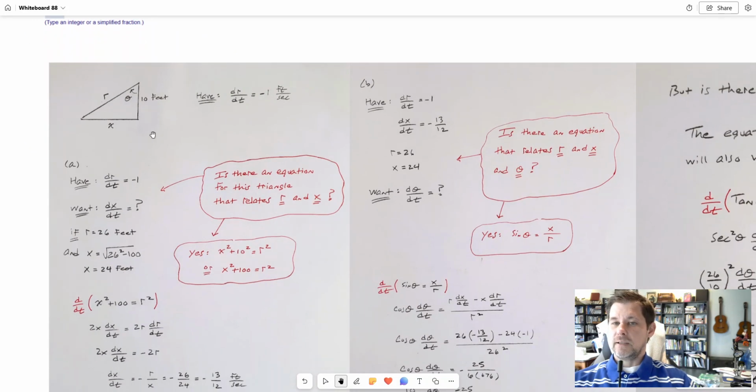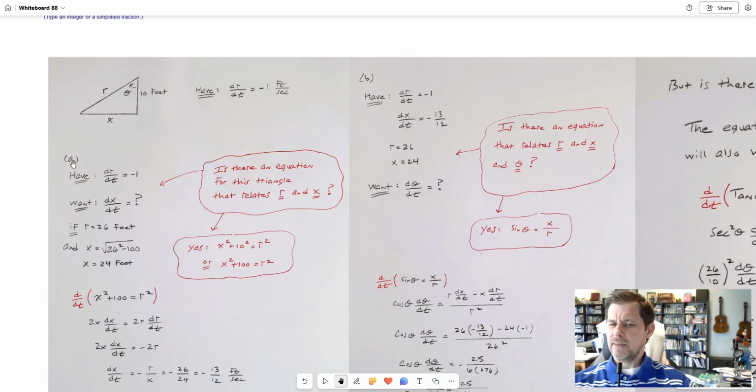So let's do like this. I'm going to conceive of this problem with the boat and the rope and the water as a triangle. I labeled the sides, 10 here. That one's constant, r here, x here. And I have dr/dt is -1 feet per second because this side of that triangle, which represents the rope, is getting smaller, hence the negative, by 1 foot per second. Now, part A, think of it like this. I know dr/dt. I know how fast the rope is being reeled in. And I want dx/dt, meaning I want to know how fast the boat moves on the water.